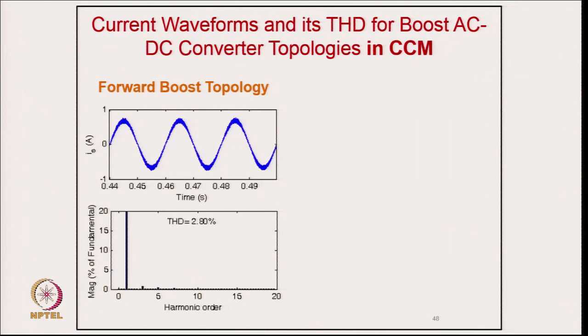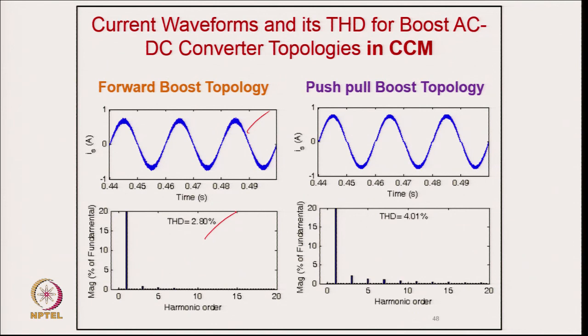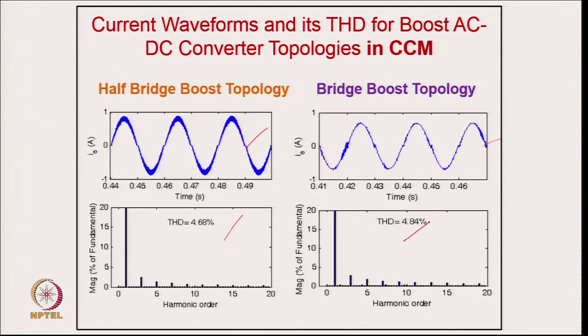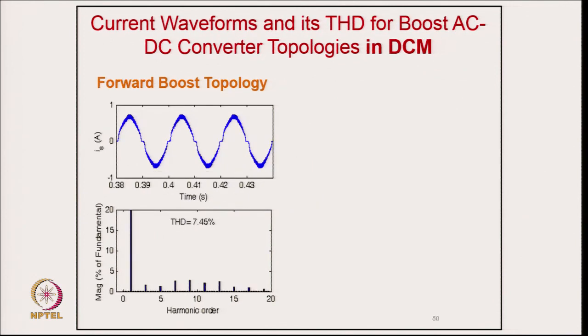Well, coming to the design and simulation, this is virtually like a forward topology. You can get the current very close to a sine wave with 2.8% THD, and for push pull this is the typical current with 4% THD, then for half bridge you are getting 4.68 and for full bridge you are getting 4.68. So, you are able to get a good power factor correction sine wave for all these topologies, and this is the typical forward and push pull with DCM.